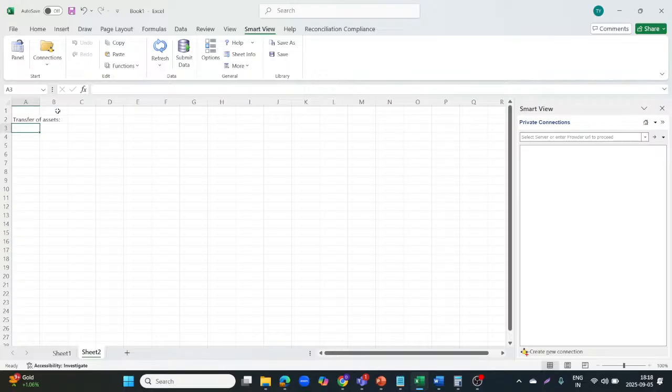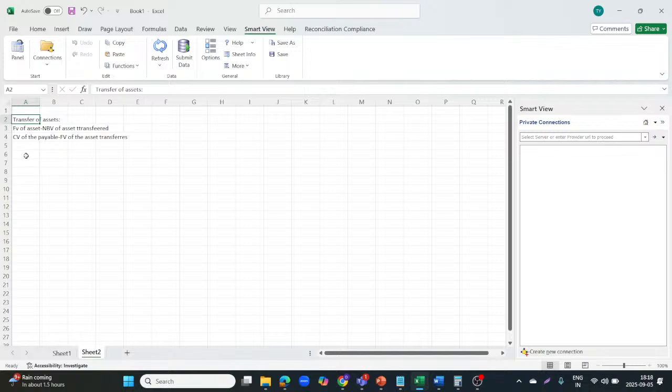Transfer of assets will be on the basis of fair value of asset transferred minus net book value of asset transferred, or you can say closing value of the payable minus fair value of the asset transferred. So this is how you'll see how much is the transfer of asset.